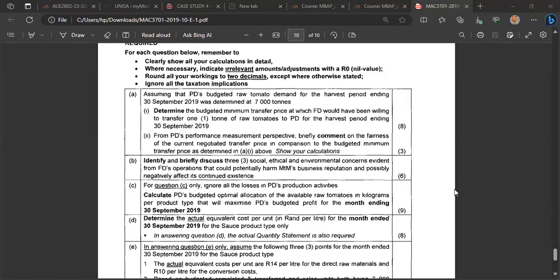All right. I'm not teaching you to be a crook. I'm actually teaching you strategy, something that will help you out. So it's budgeted minimum transfer price. So there are two things. So it's the incremental cost.